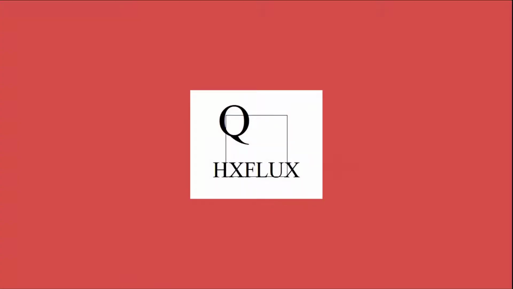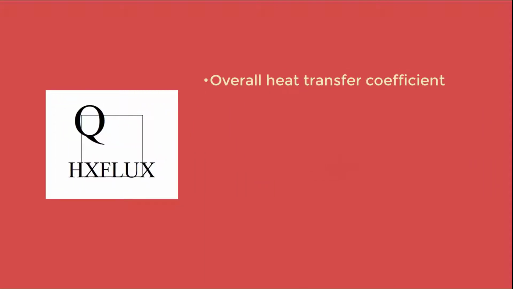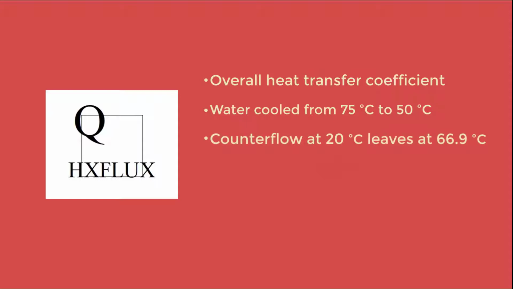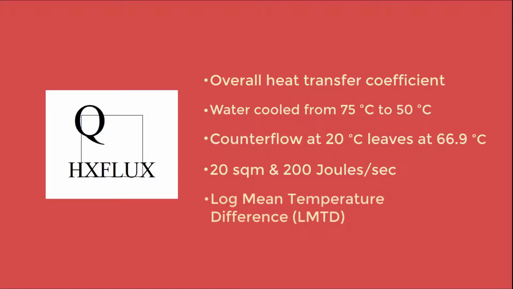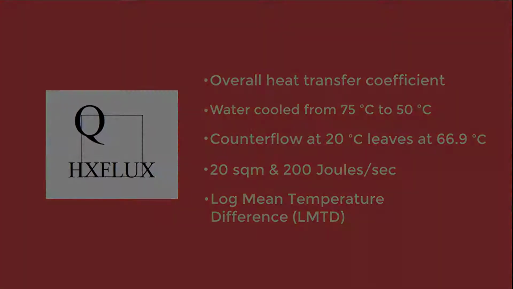In this video, a heat exchanger flux or HFlux model will be used to find the overall heat transfer coefficient of a counterflow heat exchanger. Water at 75 degrees Celsius will be cooled to 50 degrees Celsius from a cold counterflow of water entering at 20 degrees Celsius and leaving at 66.9 degrees Celsius. The heat transfer area is 20 square meters, and the heat duty from the heat exchanger is 200 joules per second. These results will also be obtained analytically using the log mean temperature difference.